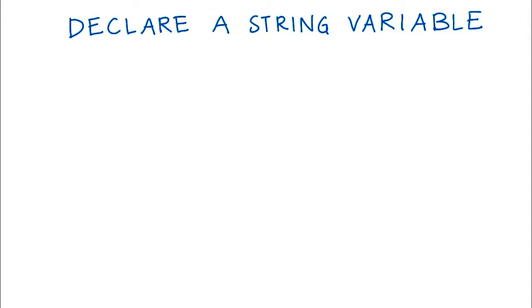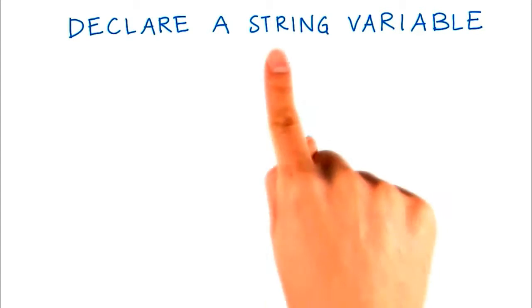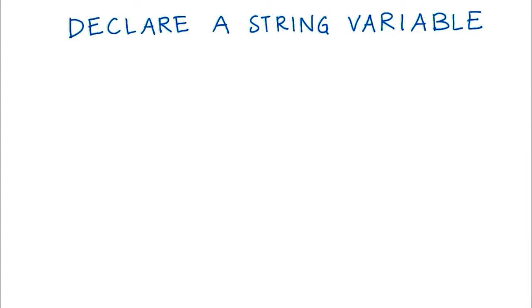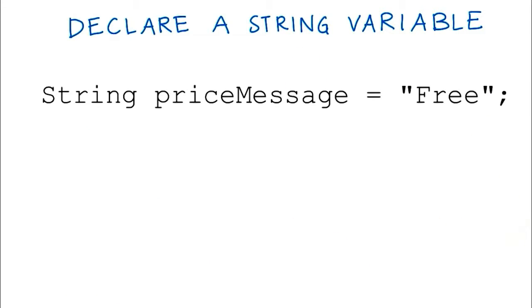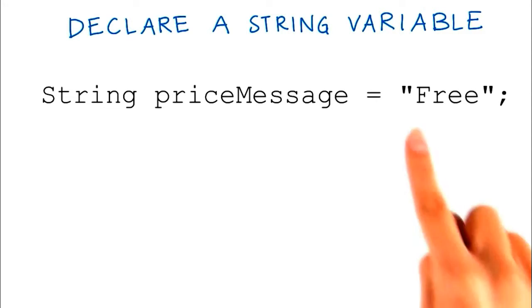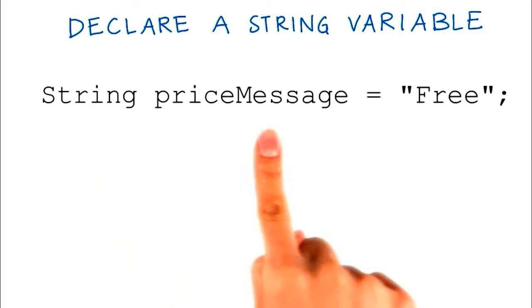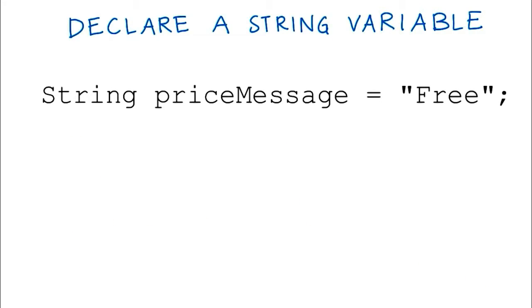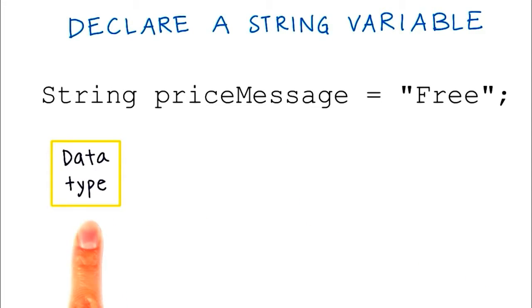Earlier in the lesson, we learned about how to declare or create an integer variable. We're going to follow the same format to create a variable, but this time the variable holds text because it's a string. This is the code we added to our app. This creates a new string variable called price message, and the value that it holds is the text free. It follows a specific format according to the syntax rules of Java. First, we specify the data type. In this case, it's a string.